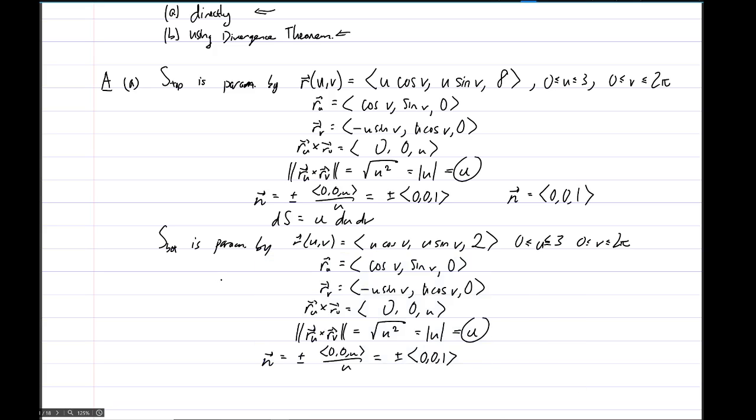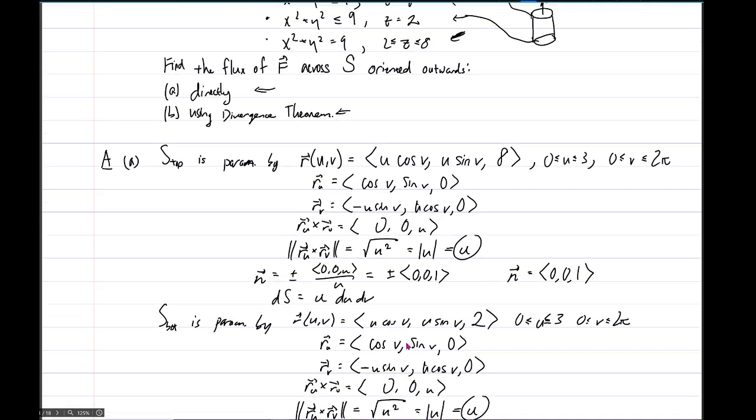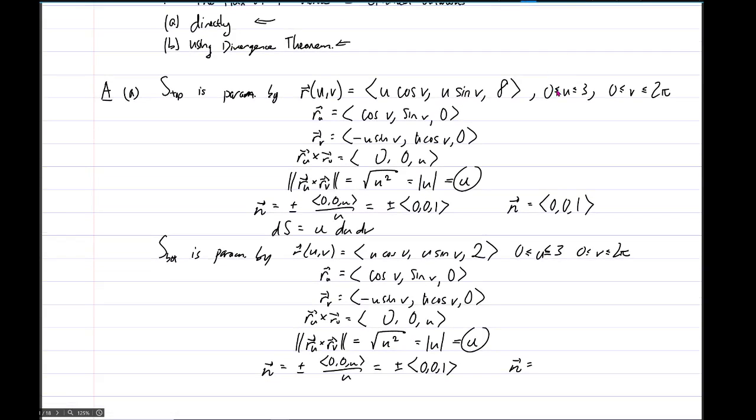One thing that's going to work out differently, though, is that the n vector here is going to have to be the minus sign, because we're orienting the circle on the bottom downwards in order to get an outward orientation. So negative 0, 0, 1. And ds, nonetheless, for this part, is still going to be this u right here, u times du dv.